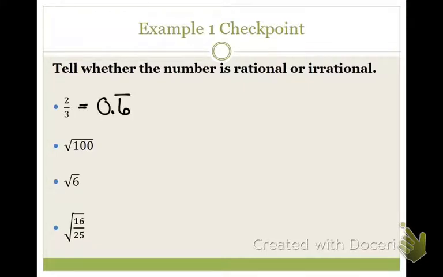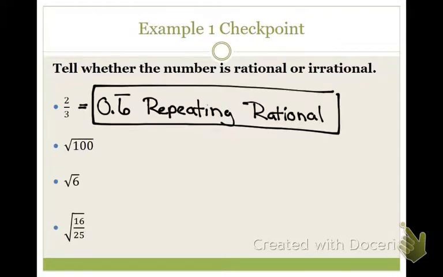0.6 repeating, but now you are going to clearly state that you acknowledge that this value is a repeating decimal, and because of that, it is rational. All right, so repeating tells me you recognize the numbers repeating, and then you also recognize that repeating decimals are rational numbers. Okay, so let's go ahead and do square root of 100.